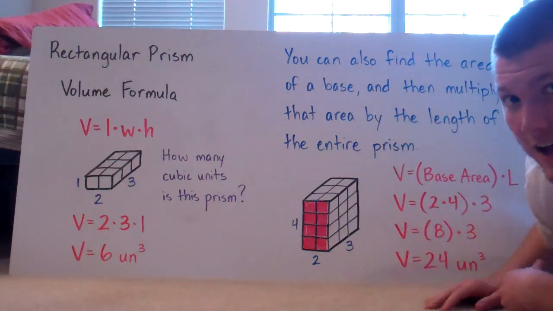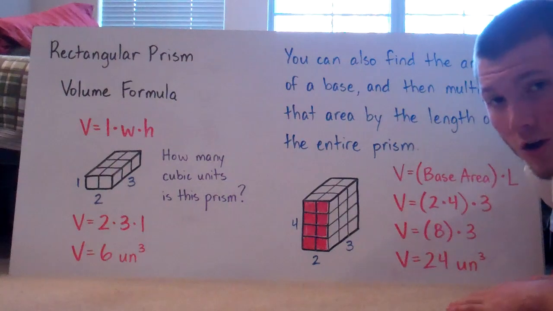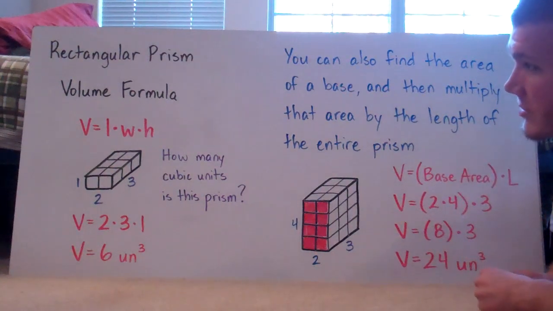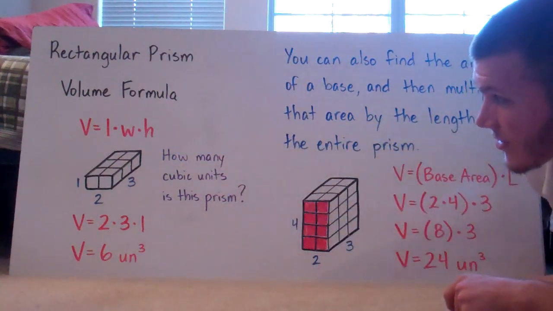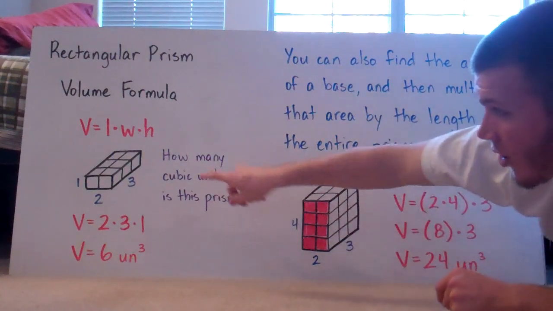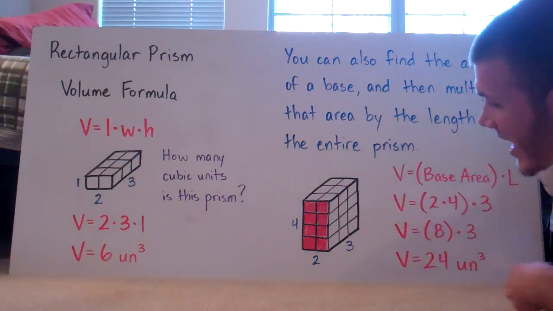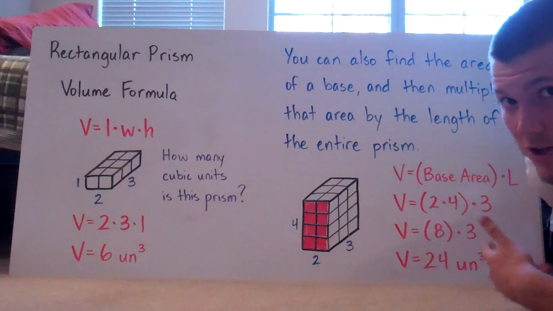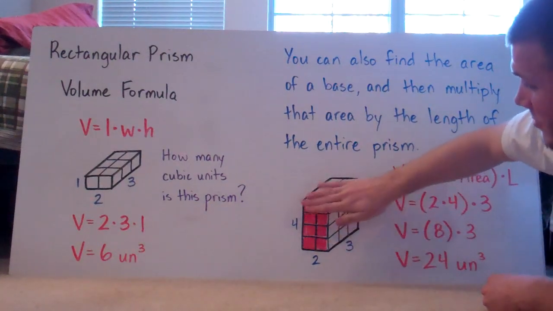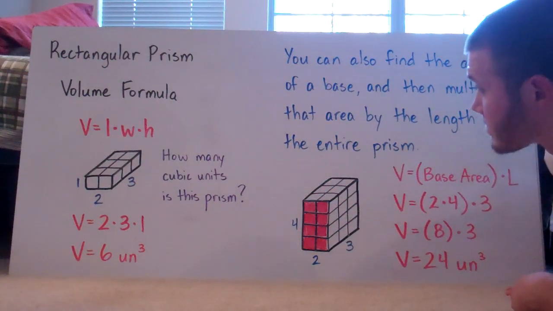So it's up to you what formula you want to use. But don't just try and count the cubes. It's going to take way too long, especially when we're dealing with really big shapes. And you're not always going to have all those little lines on your prisms. Sometimes it's just going to be blank faces, blank sides.